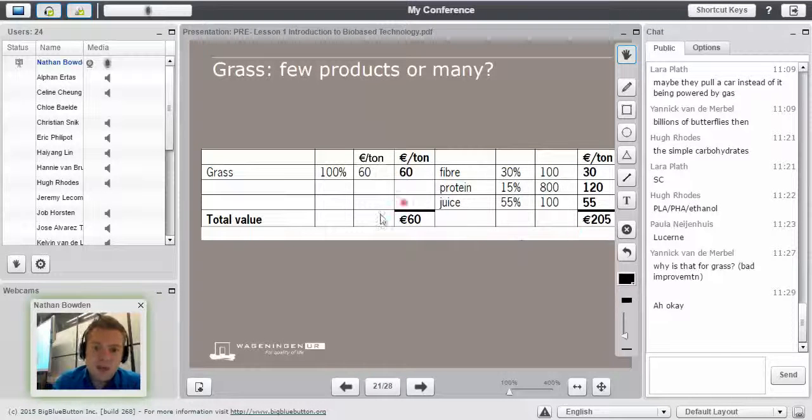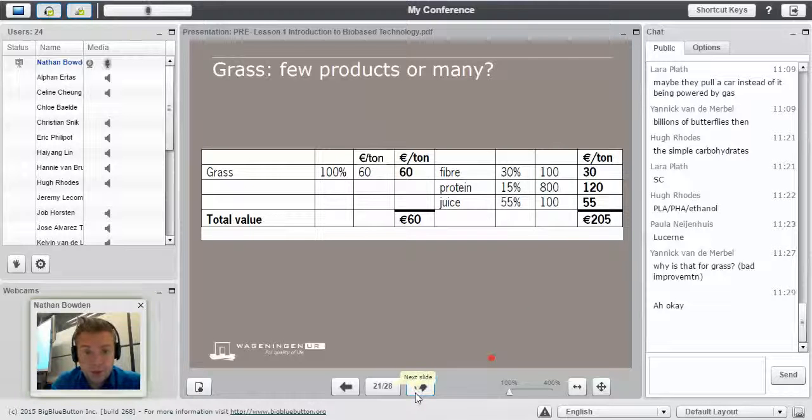So grass, just by itself, is worth about 60 euros per ton. If you were to biorefine it into just these three, you'd get about 205 euros per ton. The thing is, how much does it cost? Here, it only costs you to mow it and to transport it, basically. And here, you have the extra biorefinery costs on top.